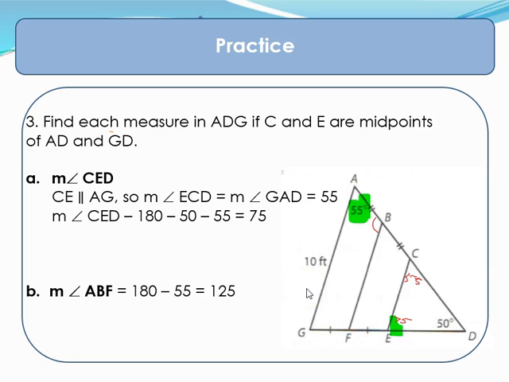it will equal 180 minus 55. Now 55 is not an alternate interior angle or consecutive angle or anything like that. What it is, is a supplementary angle. So angle GAD and angle FBA right here, or we can call it ABF, are supplementary, which means they equal 180 degrees, and 180 minus 55 equals 125.